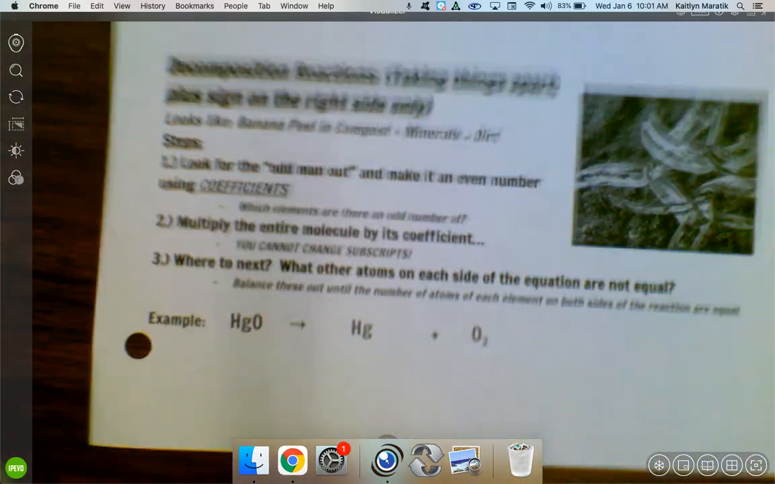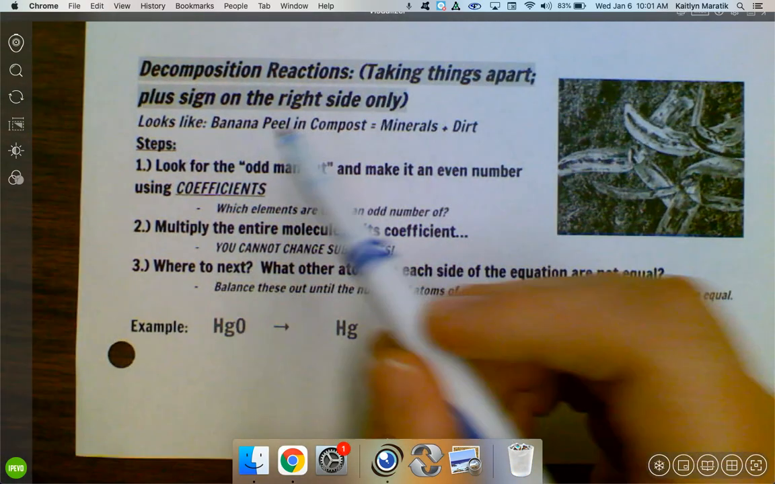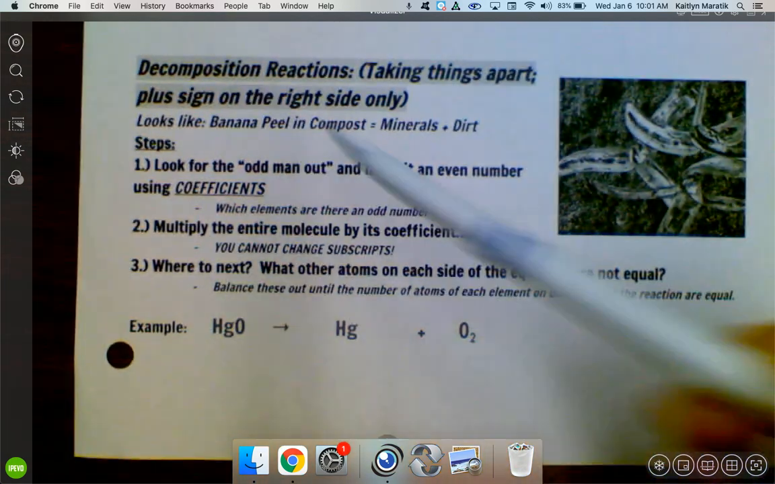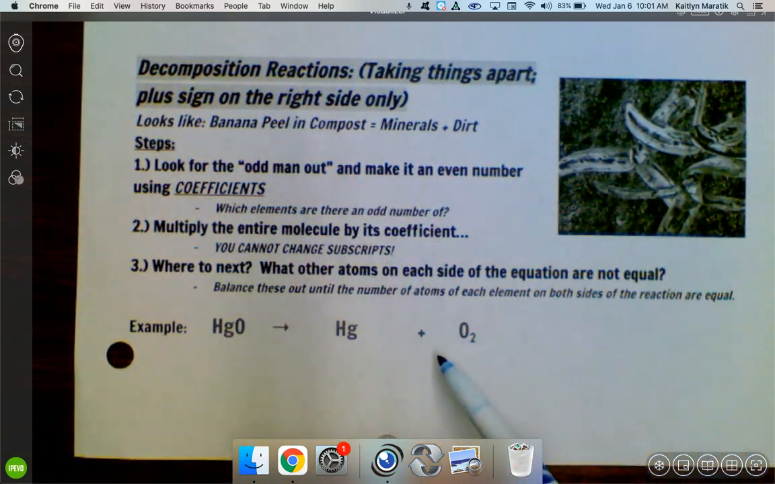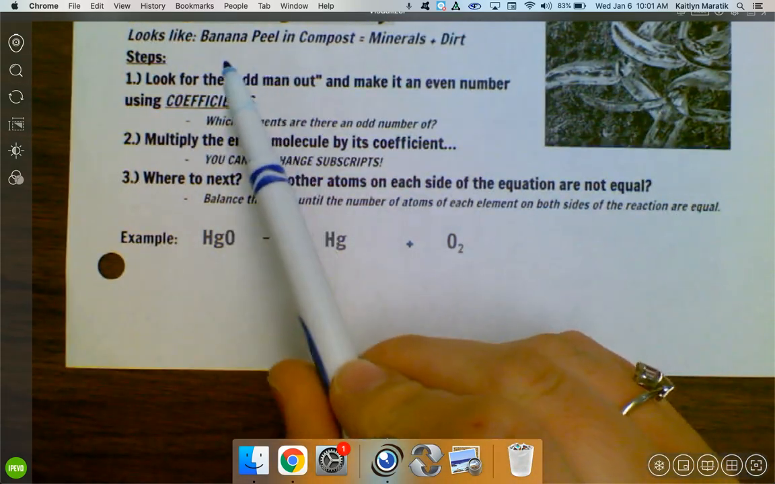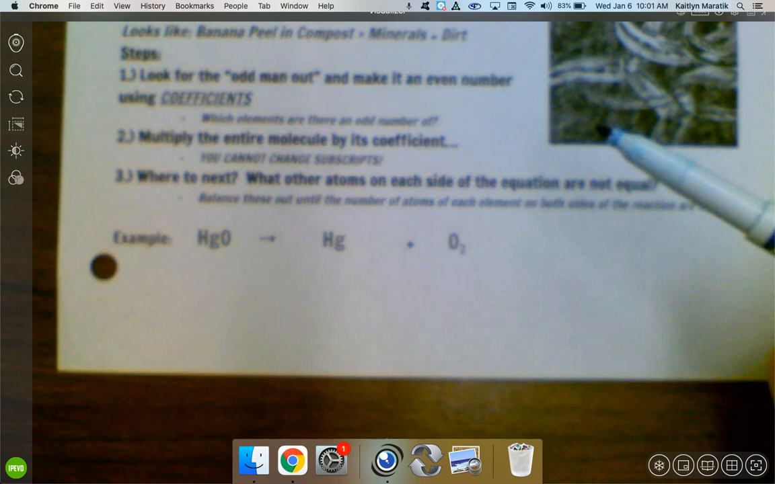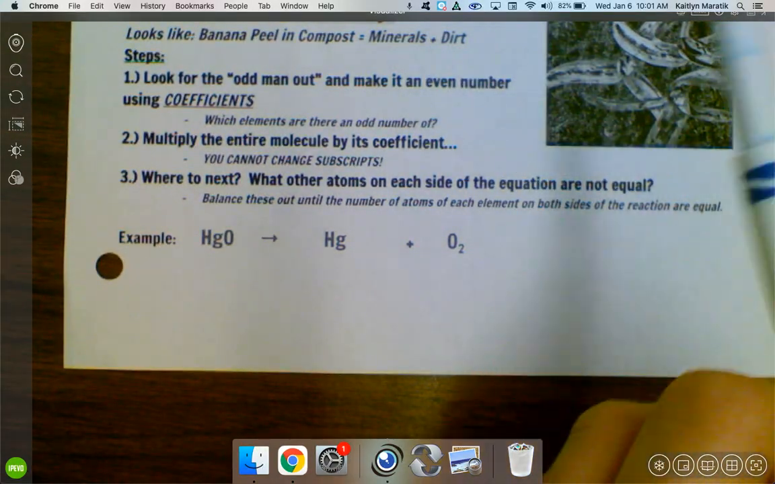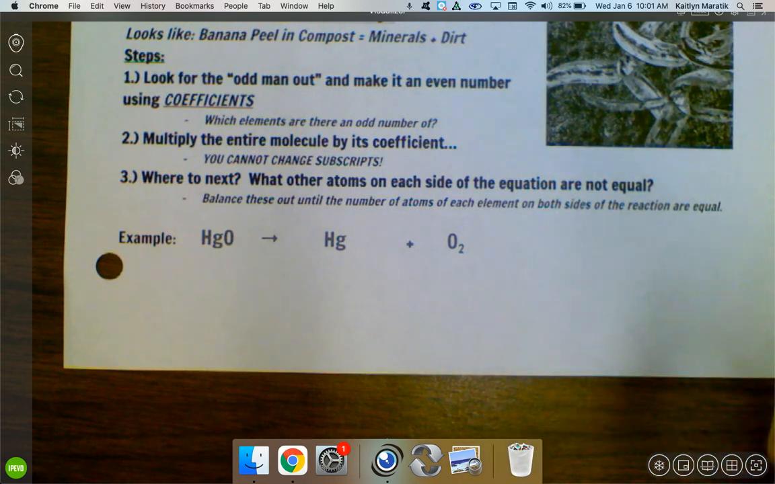Now our next one. This is a decomposition type of reaction. And this is like we're taking it apart. It's breaking apart. We have a plus sign on only the right side this time. And a way to think about this is you throw a banana peel into a compost pile, and then you get minerals and dirt out of it. So you're getting multiple things as it decomposes.